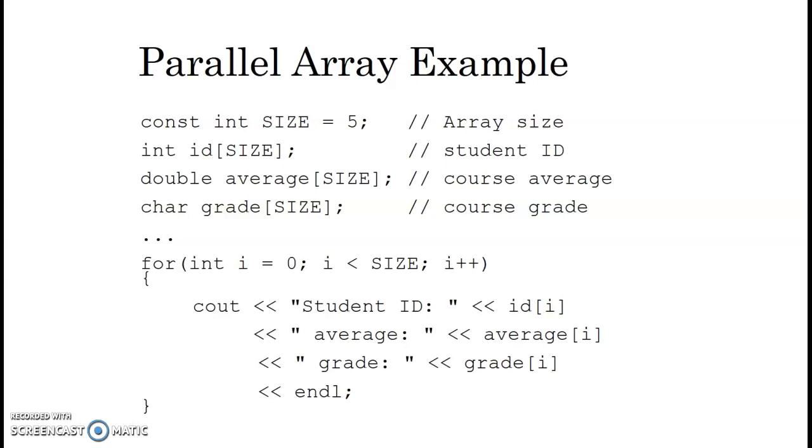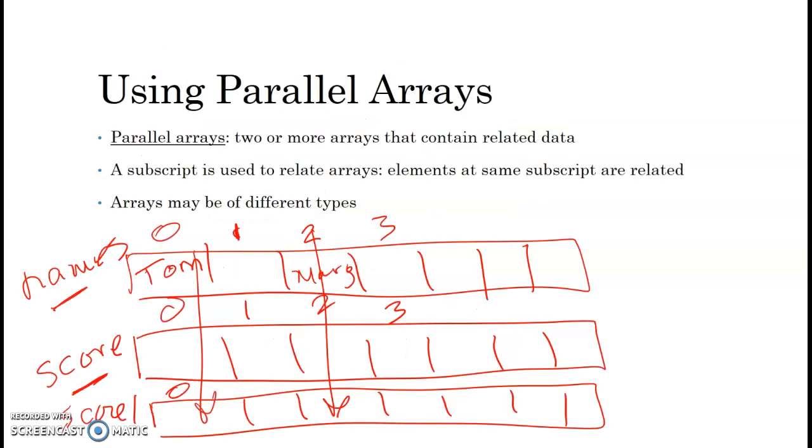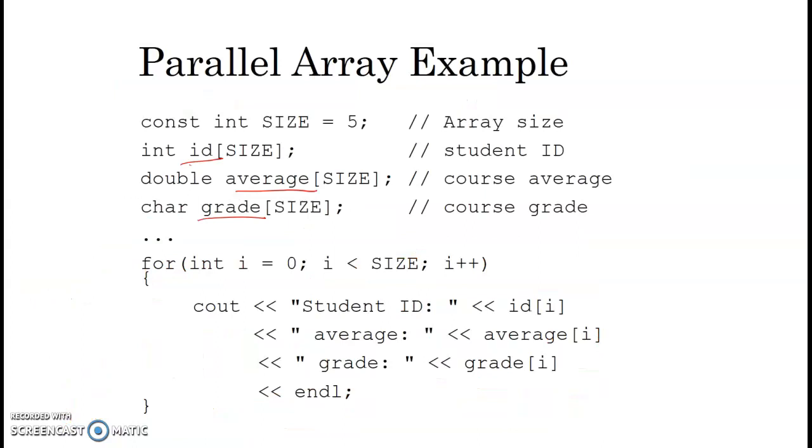Here's an example of parallel arrays. We have one of ID, which is of int type. We have one of average, which is of double type. And we have one that is a grade, which is a letter grade. Here they're going to cout students' ID, their average, and then their grade, maybe related to the average. Everything stored at index 0, again, would be related to, let's say, Tom. Everything in index 2 is related to Mary.